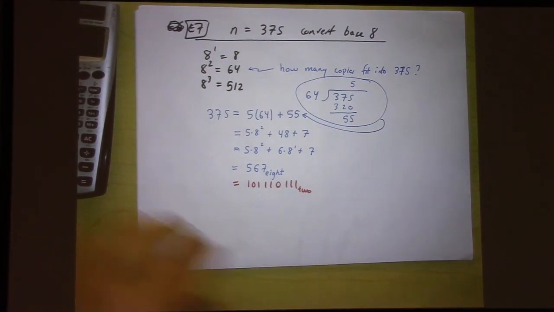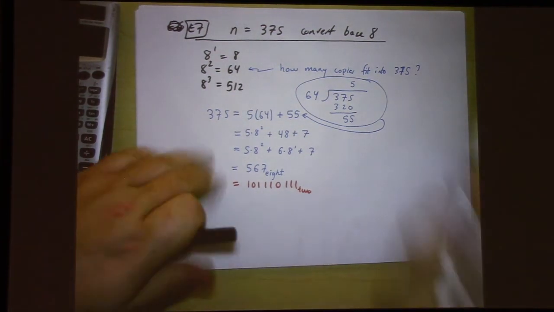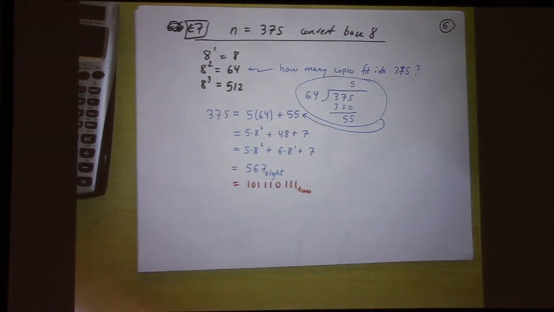All right, let me go on here. I hope I've done enough that you can get a sense of how you need to attack these problems. Basically, your goal is to find the biggest power of the base that you can fit into the number. You subtract that off, and then just keep chipping away at what's left until you get it down to the ones digit.